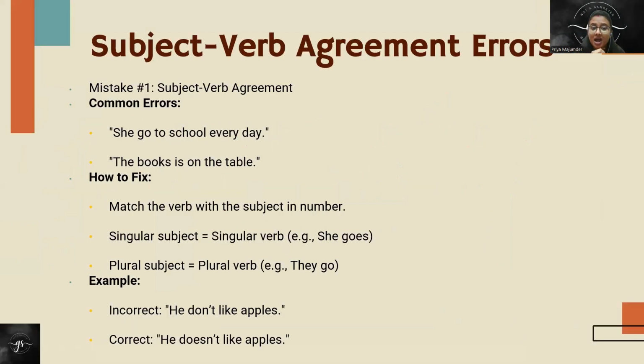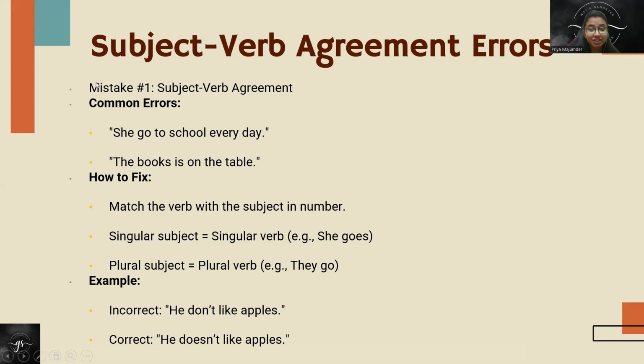The number one mistake that most of us make is subject verb agreement. What kind of mistake do we make? That is, "She go to school every day." "The books is on the table." No, it should be "She goes to school" and "The books are on the table," right? So how can we fix them?